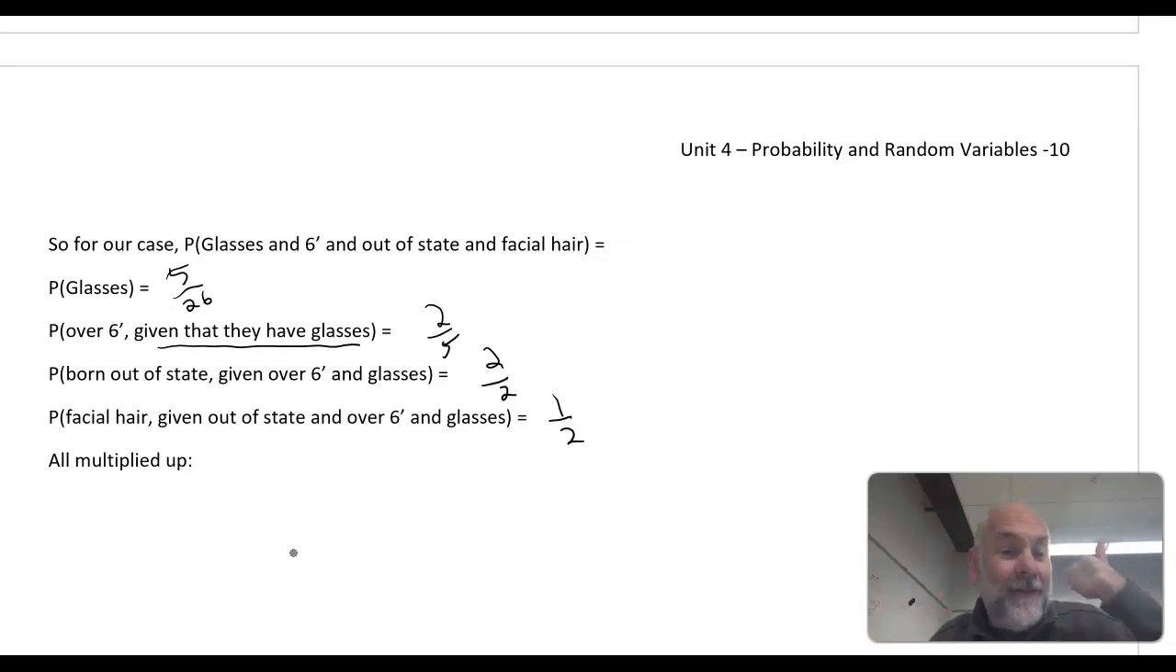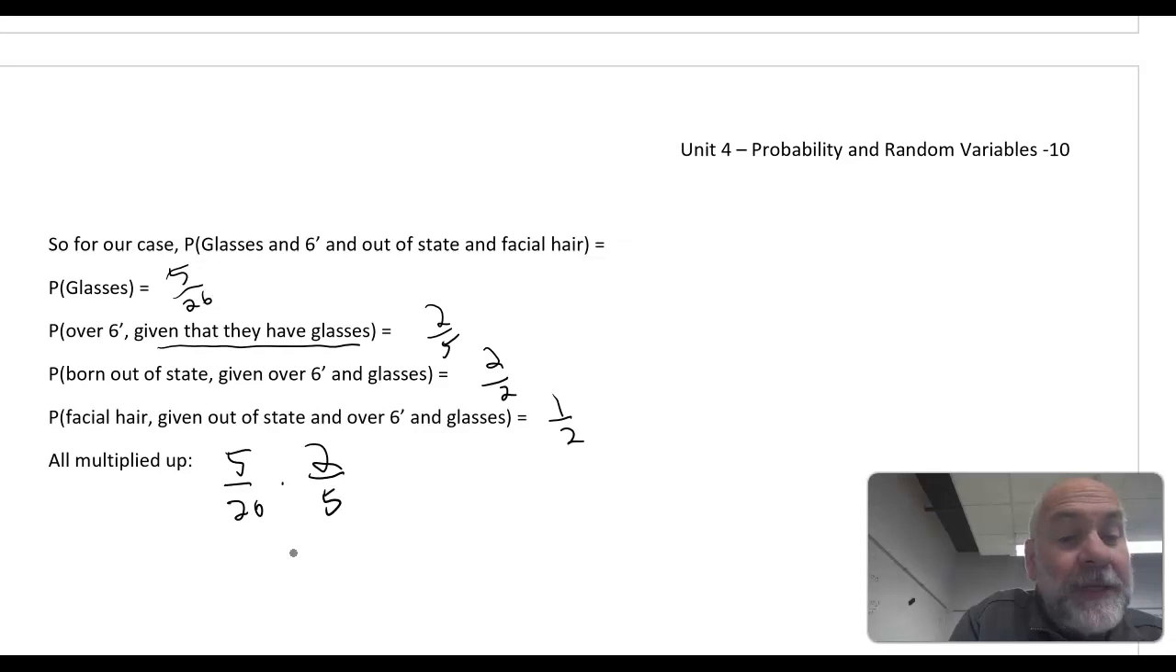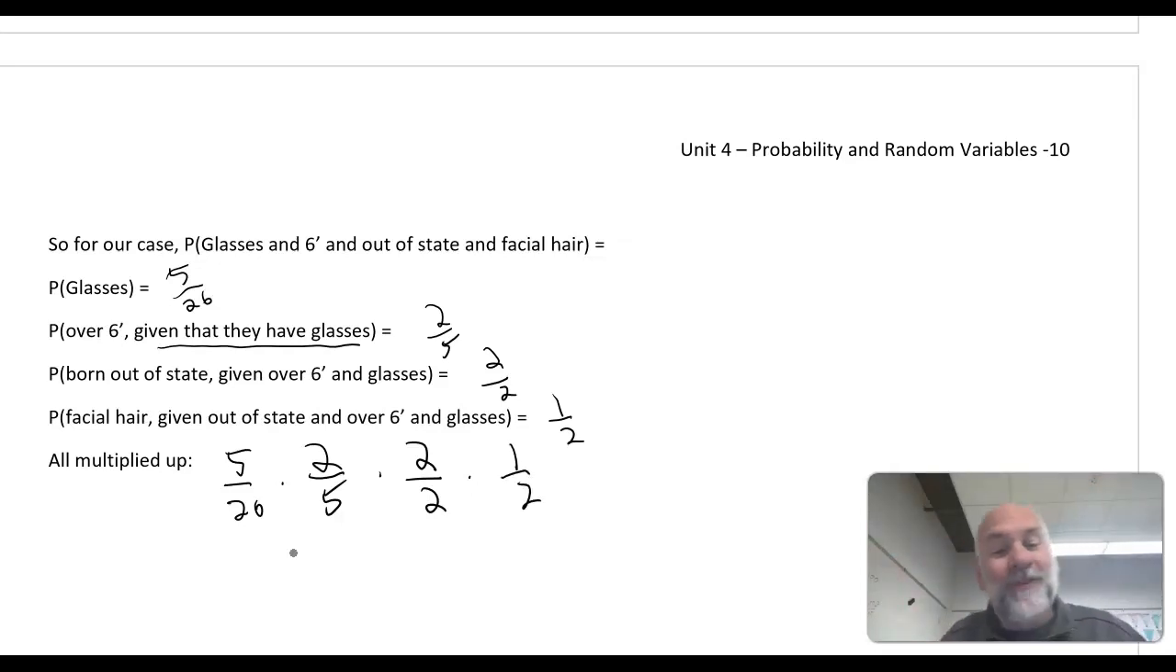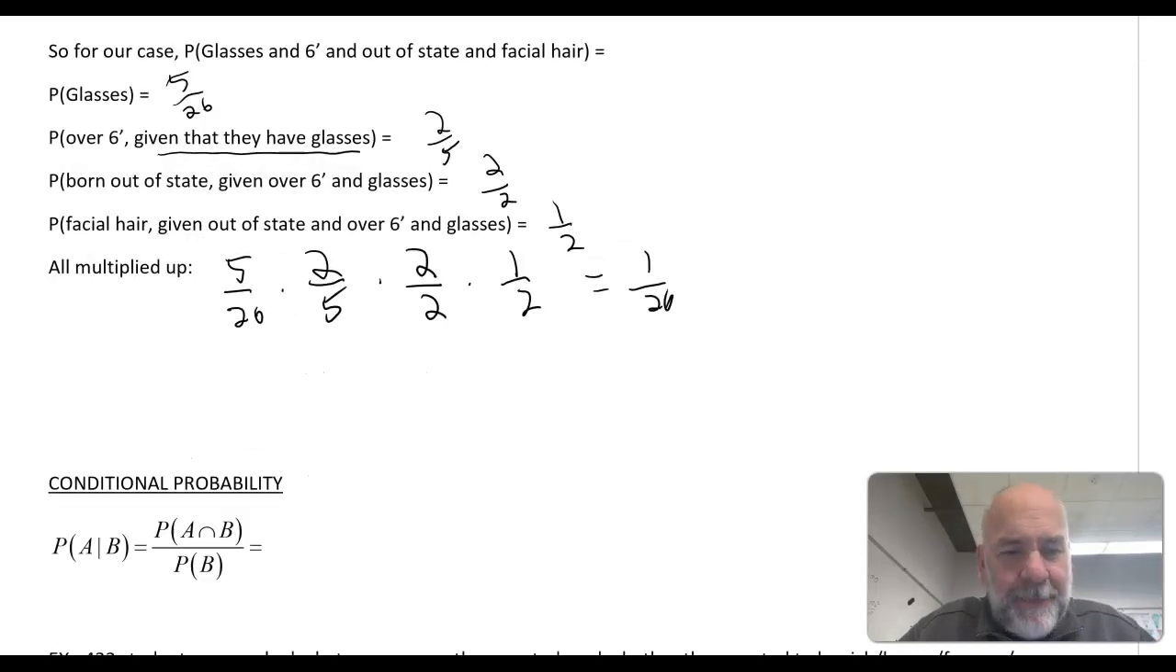So the probability of glasses and out of state and 6 feet tall and facial hair is the probability of glasses times the probability of being over 6 feet tall of the people who have glasses times the probability of being born out of state, given all those things are true, and then times the probability of having facial hair of the people who have all those things true. And when you multiply those across, you get the 1 out of 26 we'd expect. And we're going to see a bunch of examples of this.